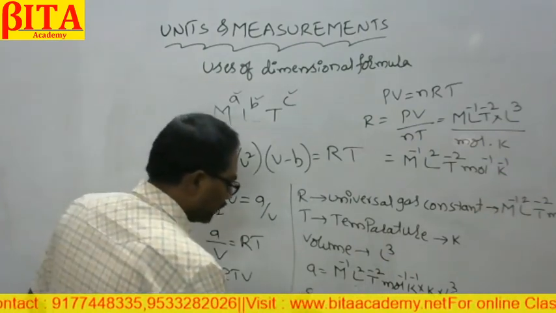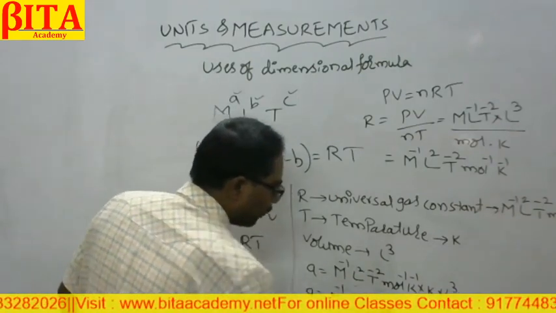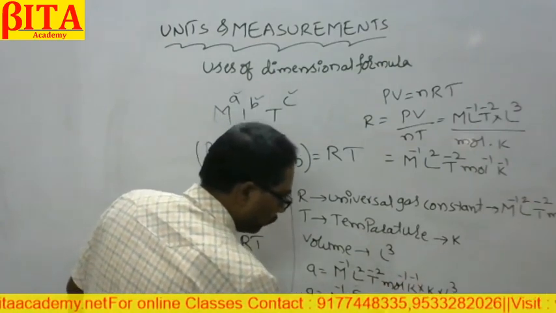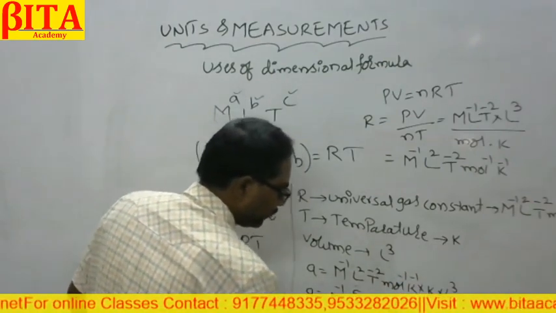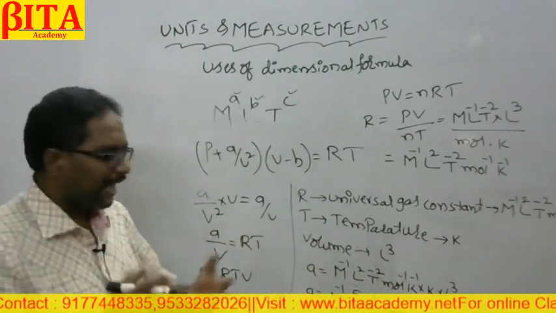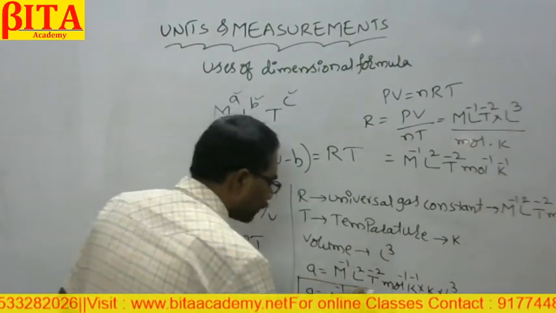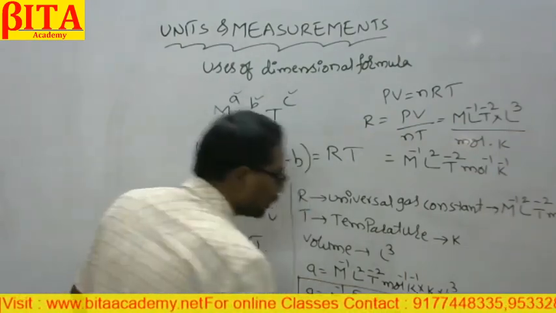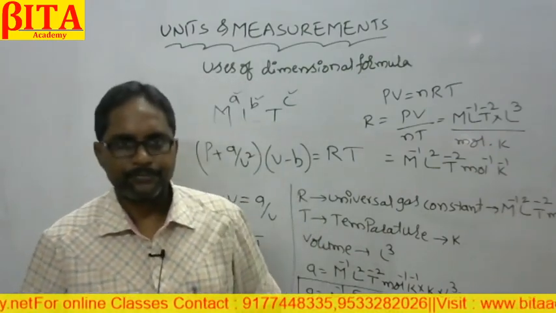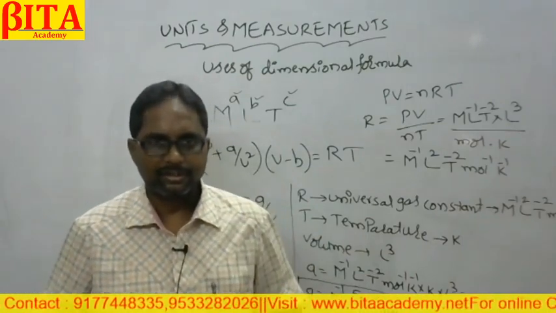Now A is equal to M^-1 as it is, L square and L to the power of 3, so L to the power of 5, T^-2, mole inverse. Here Kelvin inverse and Kelvin both can be cancelled, and mole inverse will remain. This is the dimensional formula related to A. In this way, we have to find the dimensional formula of A, and this kind of question will be asked in your NEET examination.